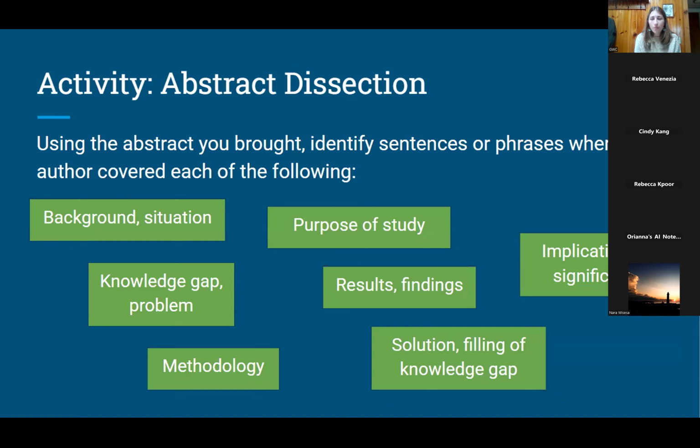So I thought this would be kind of fun to do, kind of an abstract dissection in a way. I have an abstract that I can put up and we can do this all together, or I can put you all in breakout rooms, and if you have an abstract, you can look at a volunteer's abstract together. Does anybody have a preference between those two options? You can say in the chat or unmute.